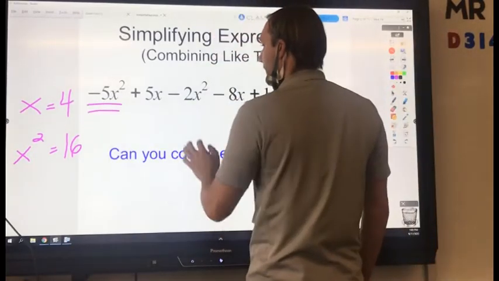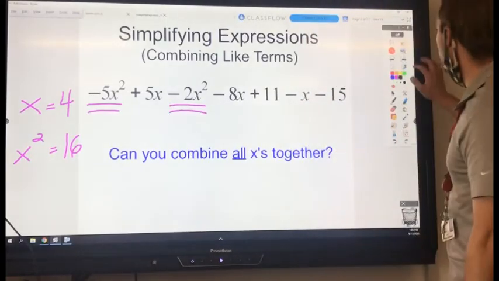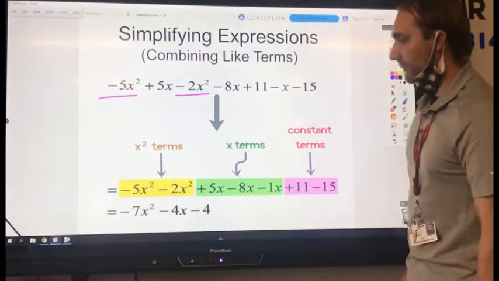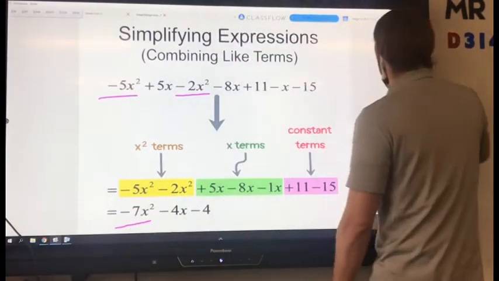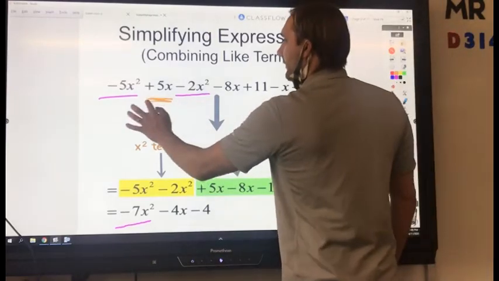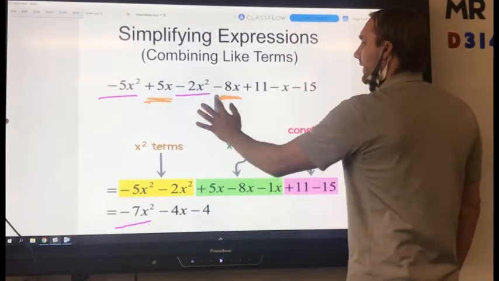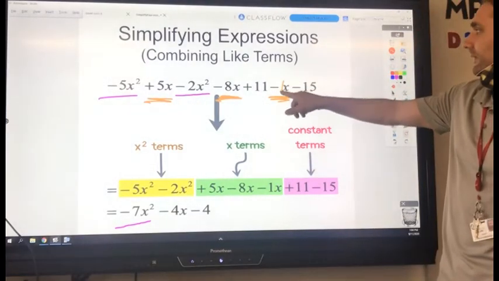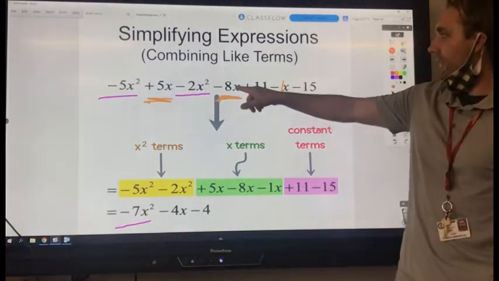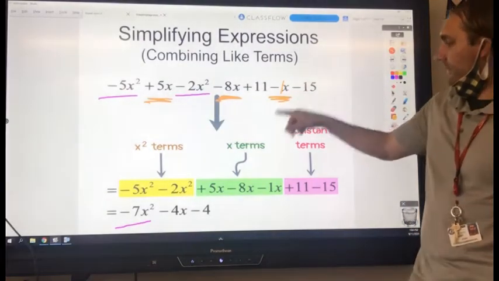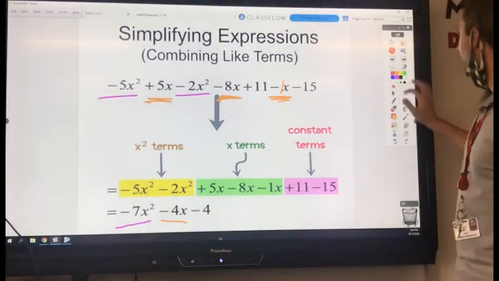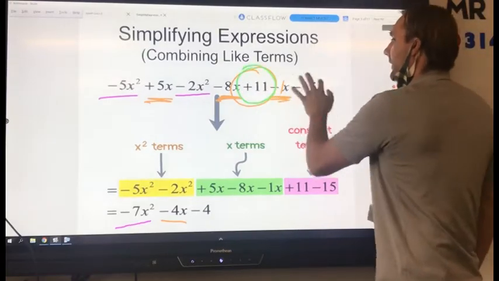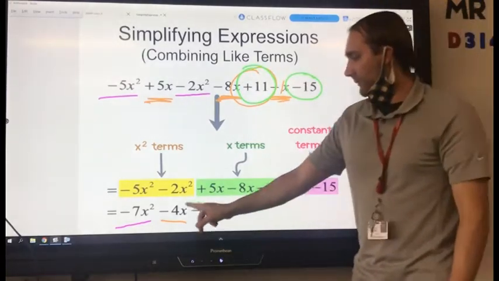So I have a negative 5x squared and a negative 2x squared. Negative 5x squared and negative 2x squared gives me a negative 7x squared. Now let me look at my x's. 5x, a negative 8x, and a negative x. What number is in front of this x? 1. So when I add, I go 5 minus 8, that's negative 3, minus 1, negative 4x. And then my constants, 11 and negative 15. Adds up to negative 4.